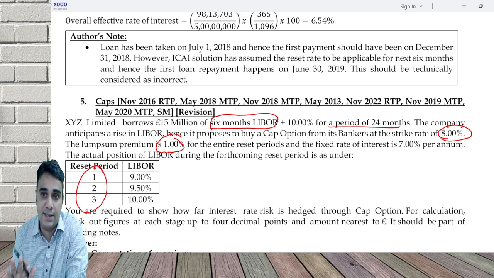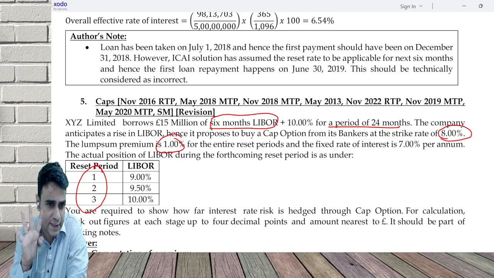6-month LIBOR does not mean the given rate is 6 months, but interest will be paid every 6 months. What is the loan period we are taking? So ideally they should have given 4 reset periods.